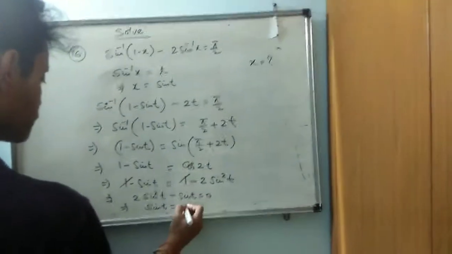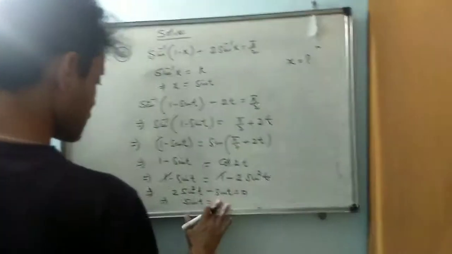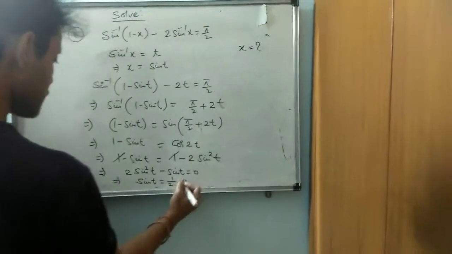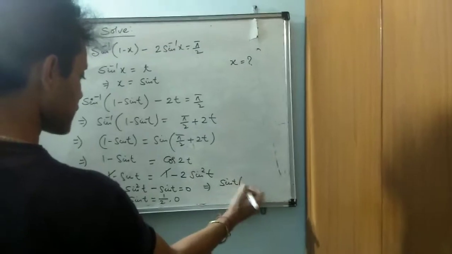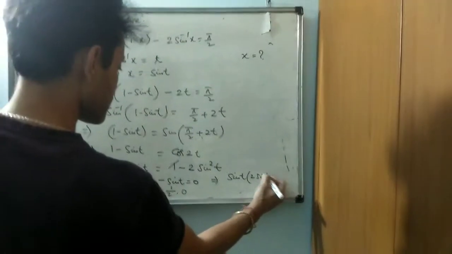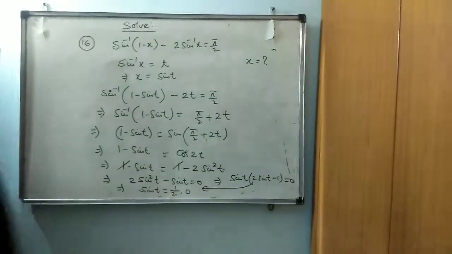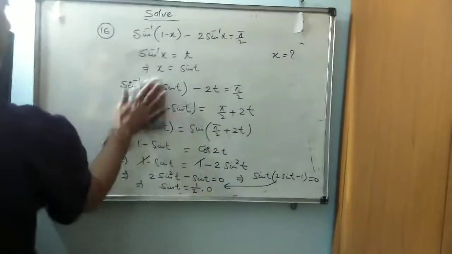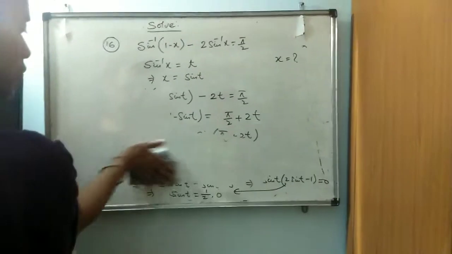One is 1 by 2, another one is 0. This is how it is. Take sin t common. We are having sin t into (2 sin t minus 1) equal to 0. Now we have to check for these two values which one is correct and which one not. Sin t is equal to half means x is equal to half.